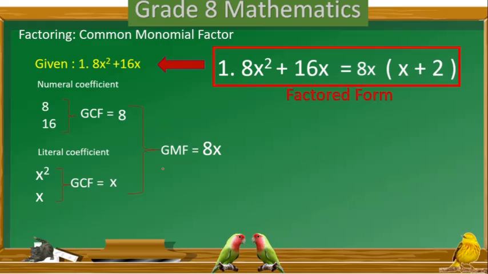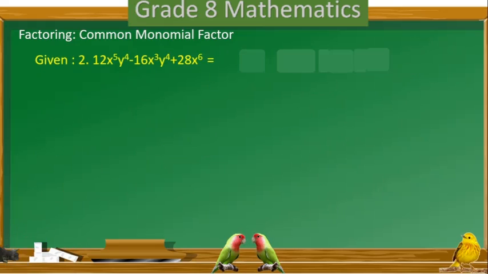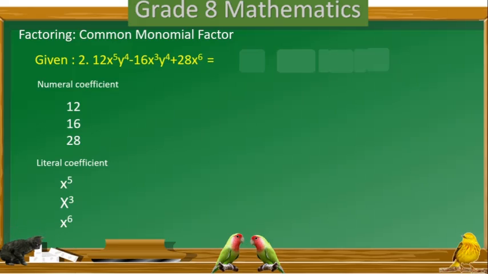Okay, next number. Same, look at the numerical coefficients, which are 12, 16, and 28. Then the literal coefficients: x to the fifth y to the fourth, x cubed y to the fourth, and x to the sixth. These are the only common variables available in the given terms. X, x, x. Y, y, but for the last term we don't have y. That's why I only consider x's.